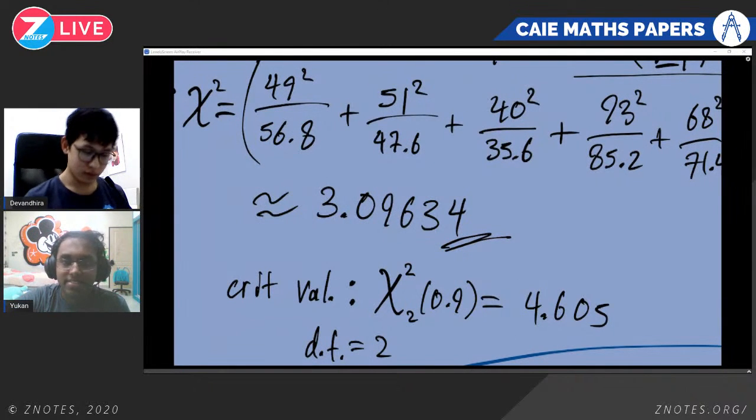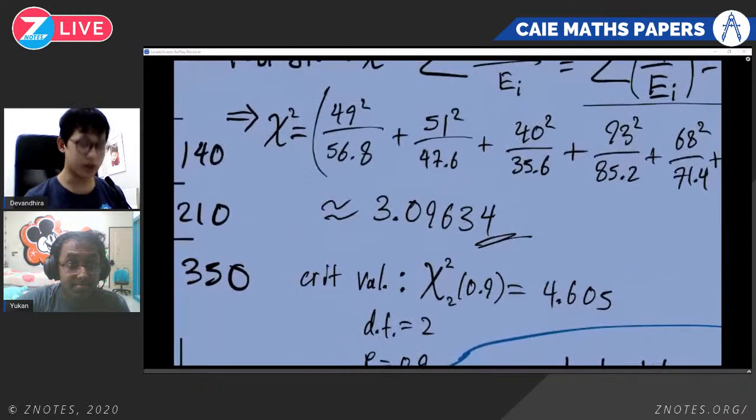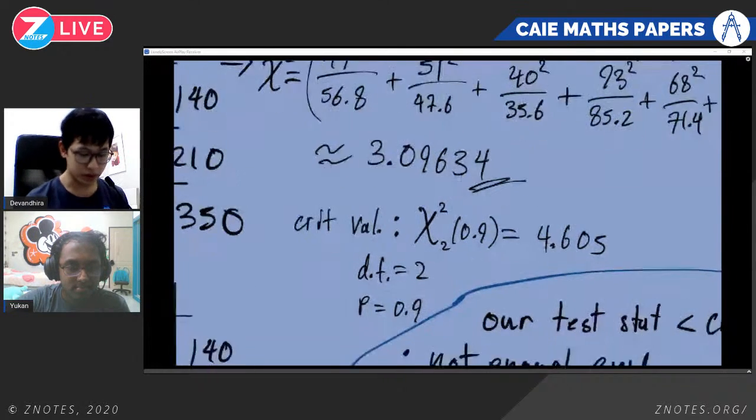Now, the next thing is we know our test statistic. This is our test statistic. The next thing we need to know is our critical value. So how do you find the critical value?